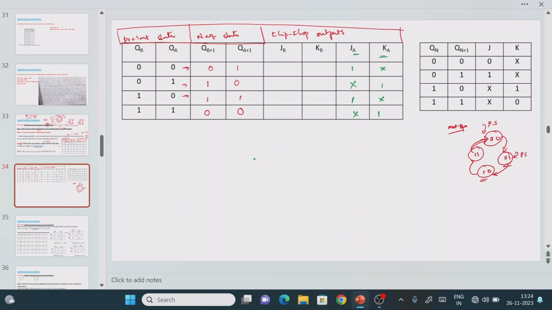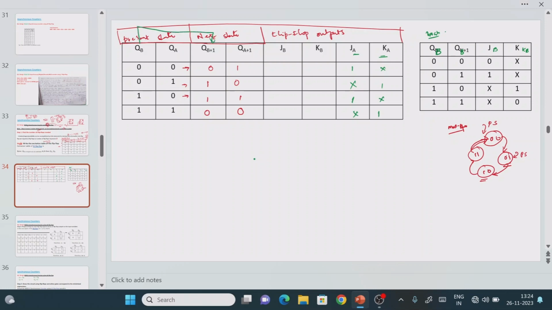Now we need to find out the JB KB value. How do we find out the JB KB value? If you don't understand, just substitute B in place of n, so this will be QB and this will be QB plus 1, so that you are able to find out the JB KB value, right? If you want to find out the JB KB value, what is required? The present state QB and the next state QB plus 1, right? So this is the present state QB, and what is the next state value? This is QB plus 1, right?